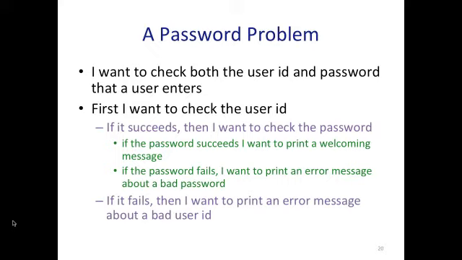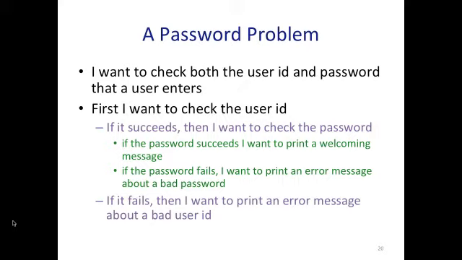If it fails, I just want to print an error message saying you have a bad user ID. I don't want to even look at the password. There's no reason to, because the user ID wasn't even correct. But if it succeeds, then I will check the password. So if the password succeeds, I want to print a welcoming message, welcome back, Brad. But if the password fails, then I want to print an error message about a bad password. Turns out that the two examples I've given you with simple if-else or multiple if-else really wouldn't work in this situation.